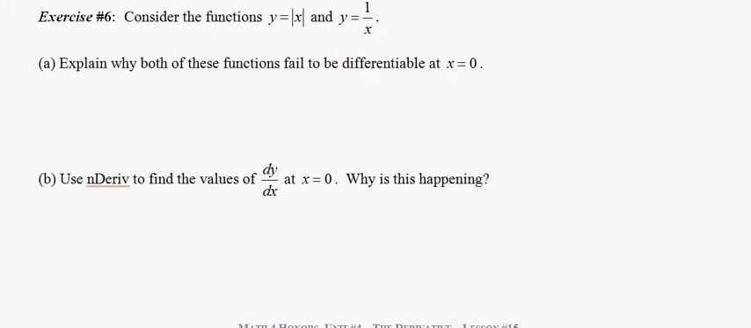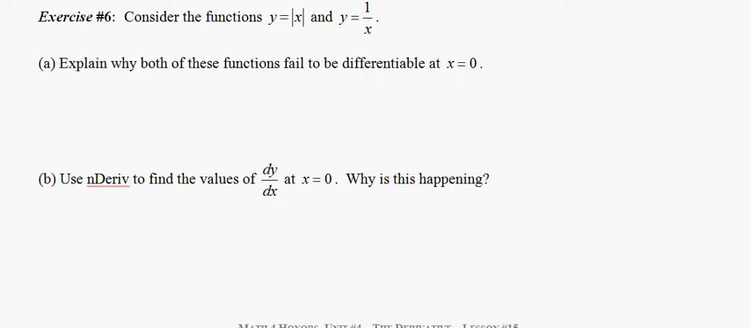All right, take a look at exercise number 6. We've got the function y equals absolute value of x and the function y equals 1 over x. And I ask you to explain why both of these functions fail to be differentiable at x equals 0. And it's for different reasons. So pause the video right now and think about the lesson that you've seen on differentiability and why these two functions both fail to have a derivative at x equals 0. Totally different reasons for both.